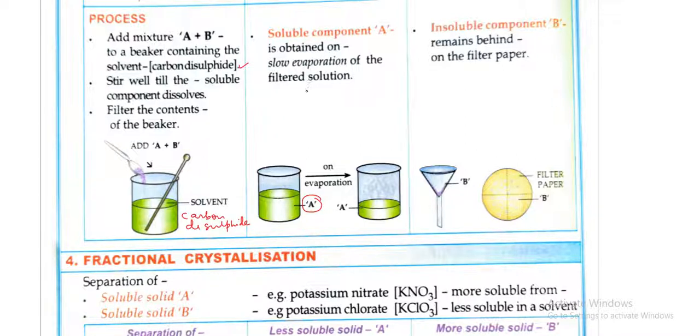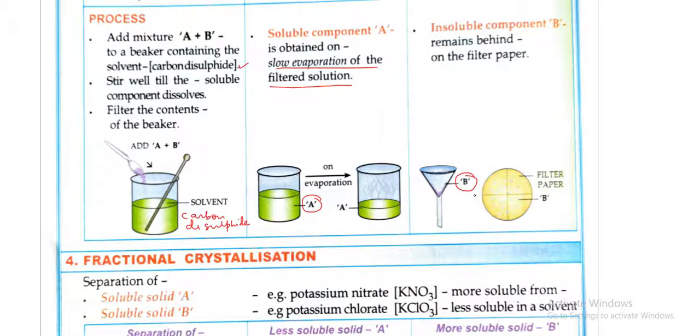So first we will filter it, and after filtering, what happens? Here the solvent will be containing A, and on the filter paper what will be remaining? B will be remaining, and we will evaporate the filtrate. When we evaporate the filtered solution, then what happened? So A can be separated by slow evaporation of the filtered solution. So if we evaporate it, we will get A, and from the filter paper we can get the B.